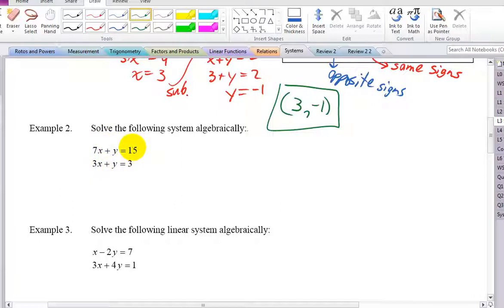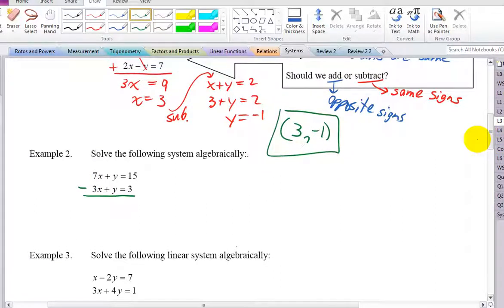Which variable should you get rid of? Because it's the easiest one, right? The coefficients are the same. Should you add or subtract? Subtract. They have the same signs. We talked about that up above. Okay, so simply subtract. Go ahead. Tell me what's left over. 4x equals 12. Okay, the y's are gone.